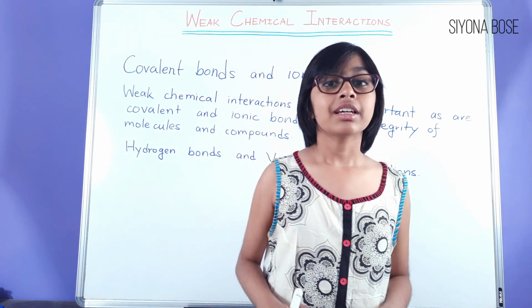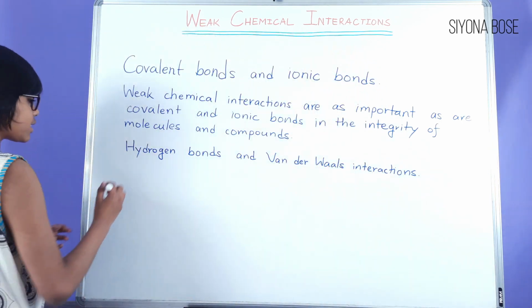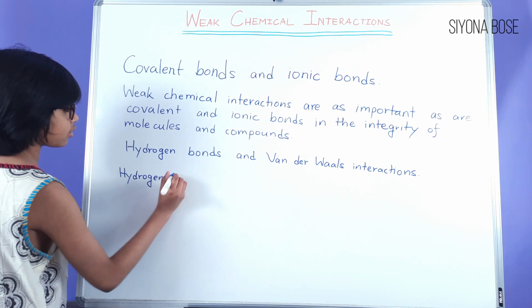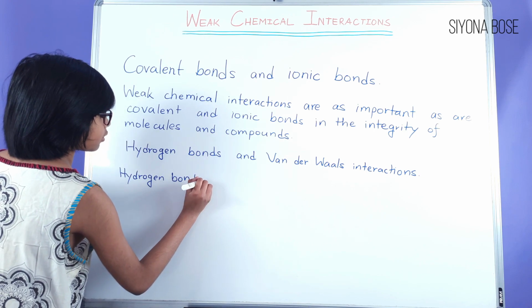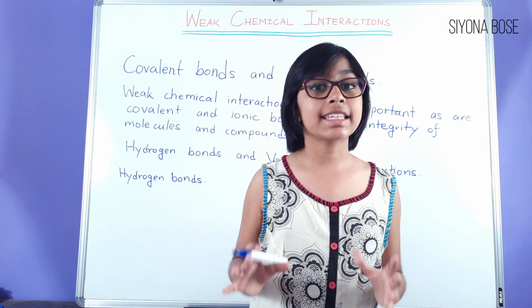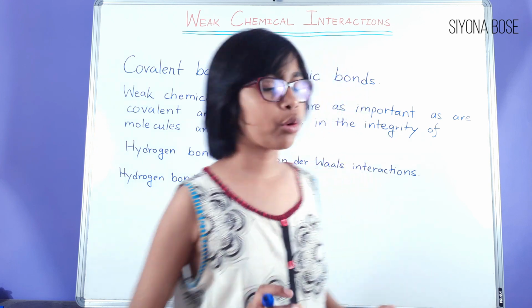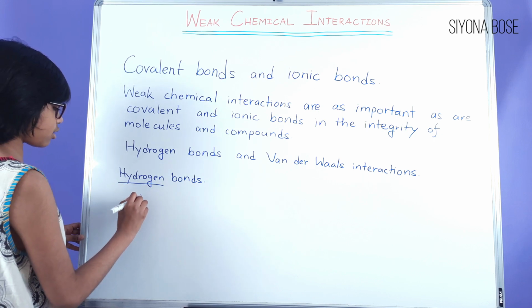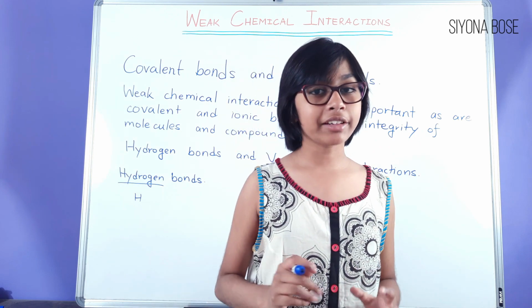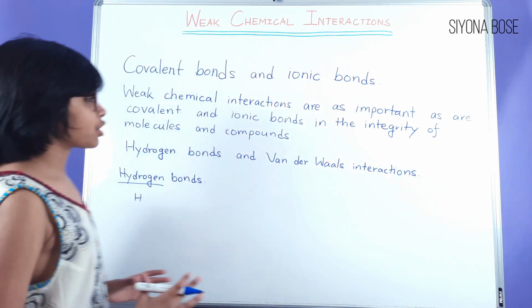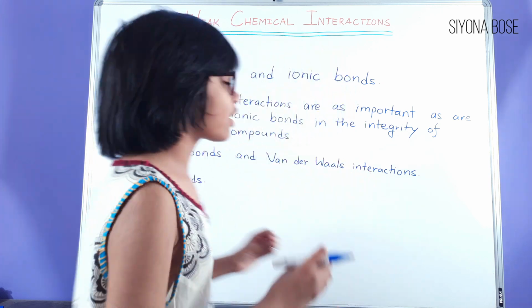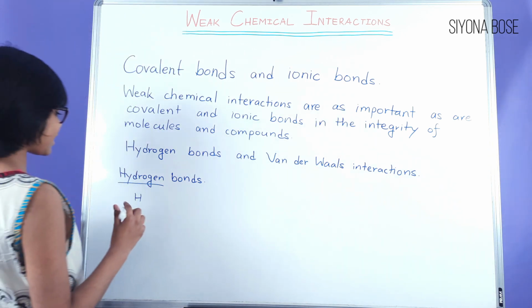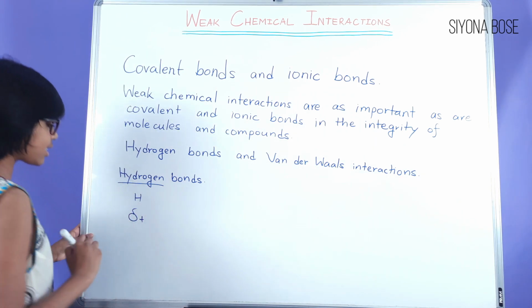First, we will talk about hydrogen bonds. The name itself suggests that this has something to do with hydrogen. Let's say the hydrogen atom, H, if it's covalently bonded to any electronegative atom, then it forms a partial positive charge, which we have discussed previously, represented with delta plus.